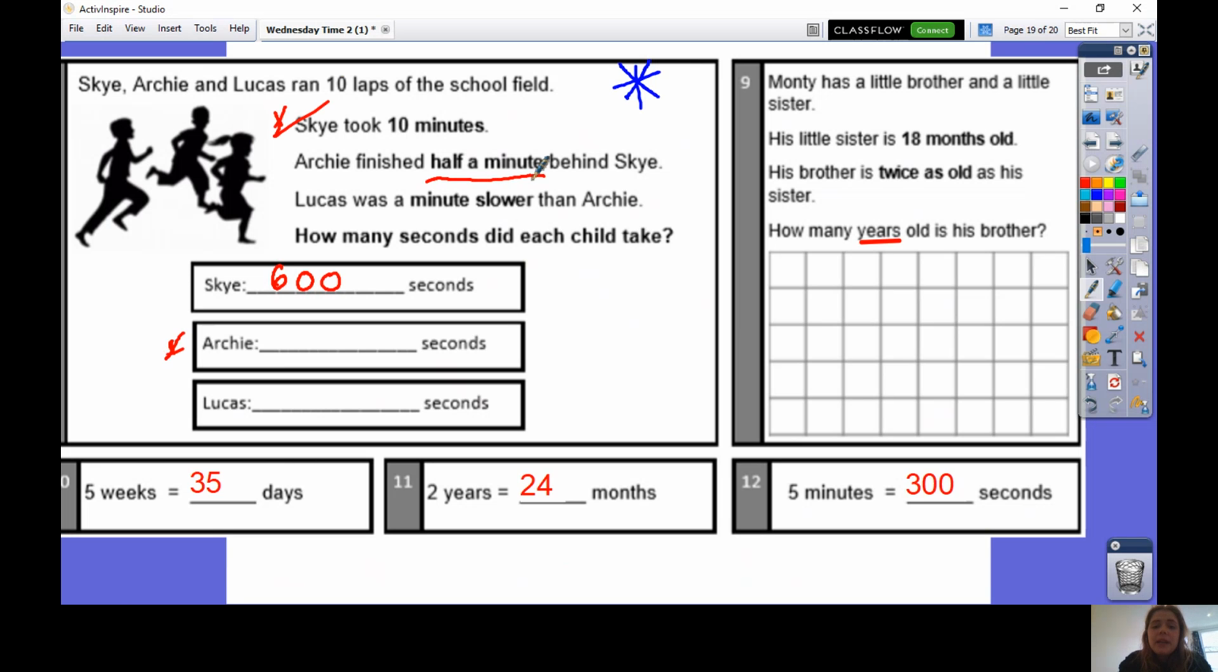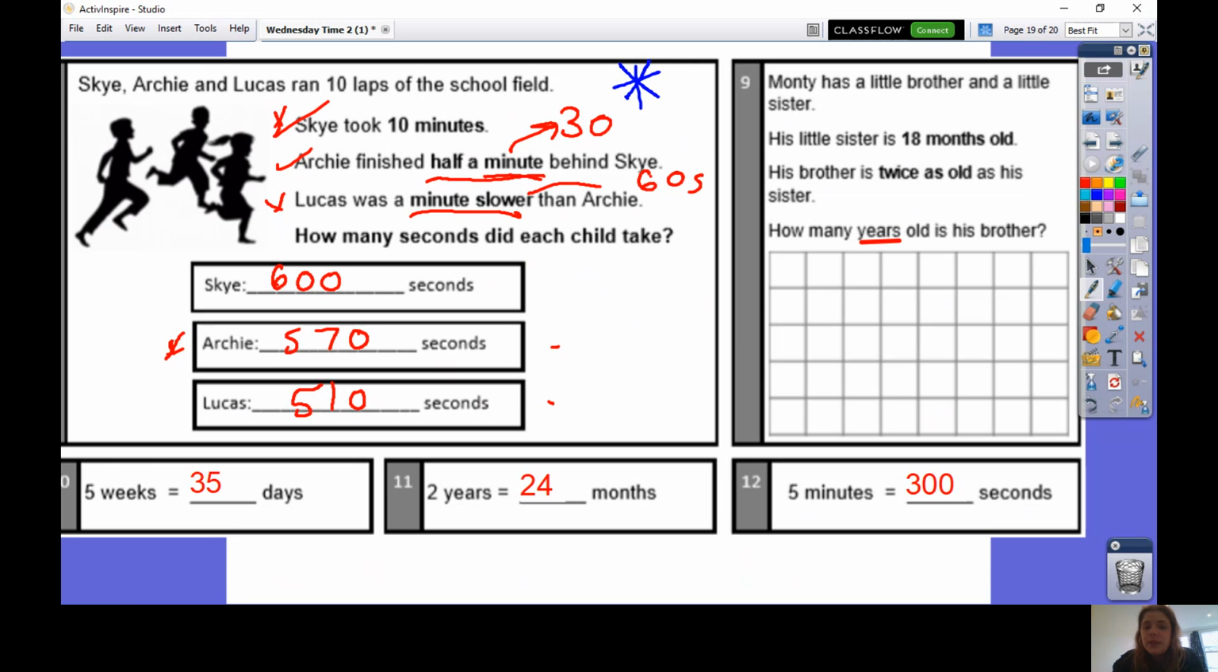Archie finishes half a minute behind Sky. What is half a minute? If you've said here your answer is 550, you've forgotten that a minute only has 60 seconds. Half a minute is 30 seconds, so that would be 570. Lucas was a minute slower than Archie. Again, 1 minute in seconds. What's that? 60 seconds. So we're taking away 60, that's 510 seconds. You might have made some mistakes here with your place value when you're looking at a harder word problem, so always remember minutes, it's 60 rather than 100.